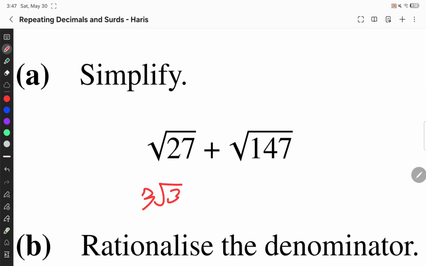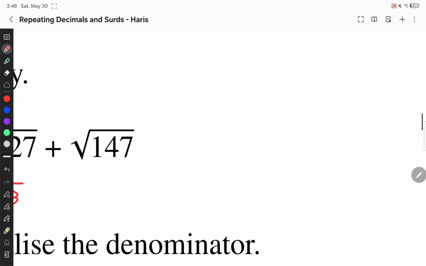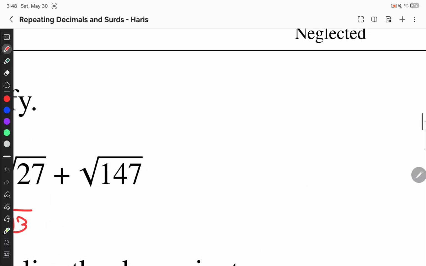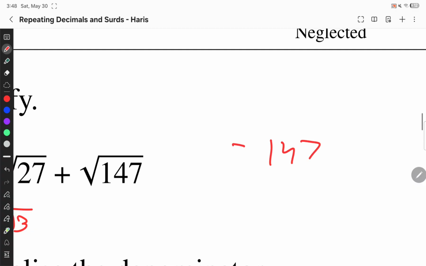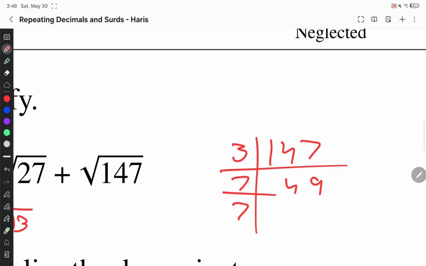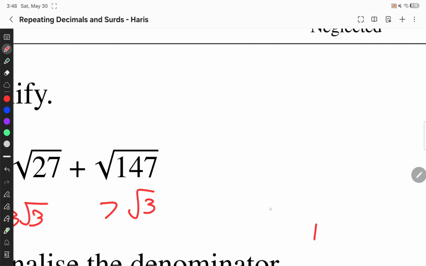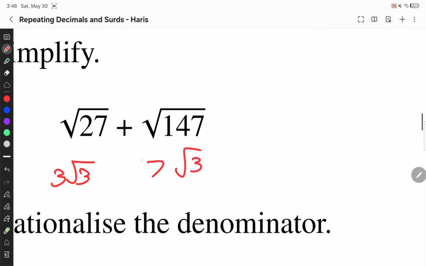So yeah, here let's stop. Okay, 147. What can this be simplified to? 1 plus 4 plus 7 is 12, so this is divisible by 3. 147 divided by 3 gives 49. So this is 7 squared times root 3. Sorry, root 3. And this becomes 10 root 3.